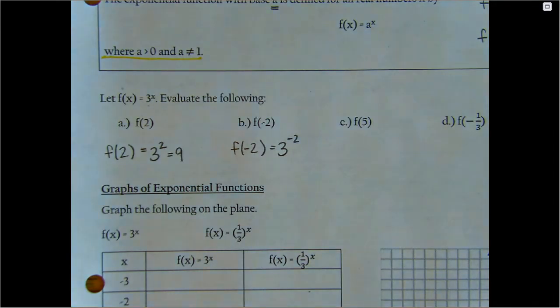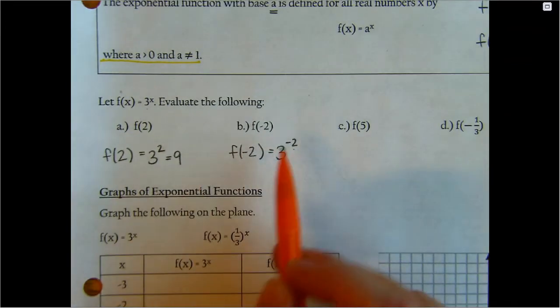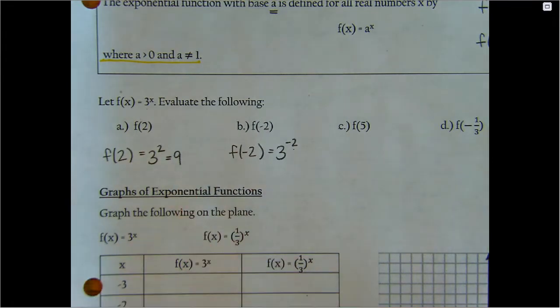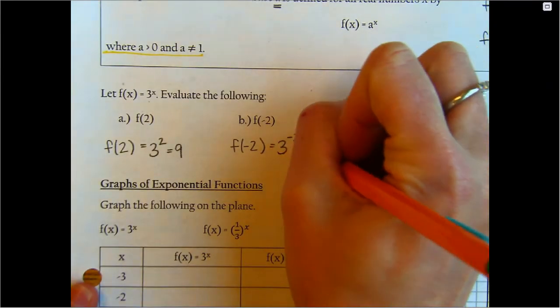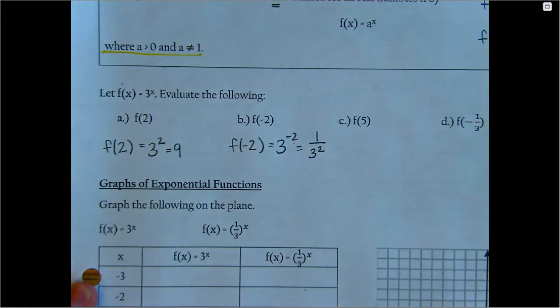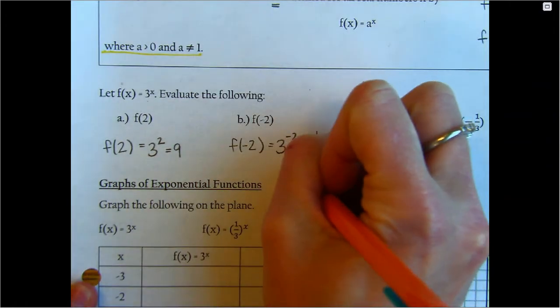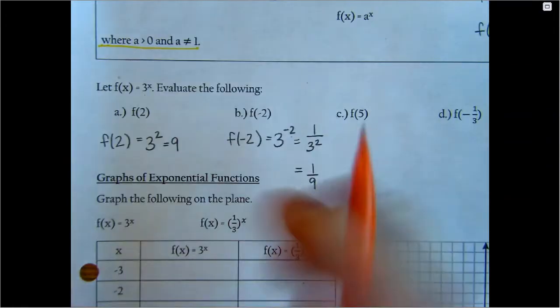Remember, this is not negative 9. A negative exponent kind of flips your fraction, right? So I always say a negative exponent is the same as its positive reciprocal. Okay, so that's the same as 1 over 3 squared, which is 1/9. So you got to be careful there.